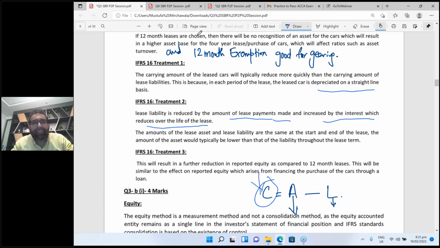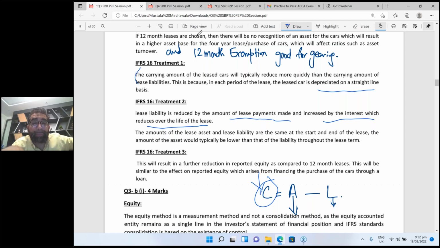Just think, C is equal to A minus L. Capital is equal to assets minus liabilities. Liabilities are going down slowly, and assets are going down comparatively fast. So ultimately the value of your assets will be much lower than the value of your liability, so your net assets will have a negative impact. Think over it. It's technical, I know. This is what is written.